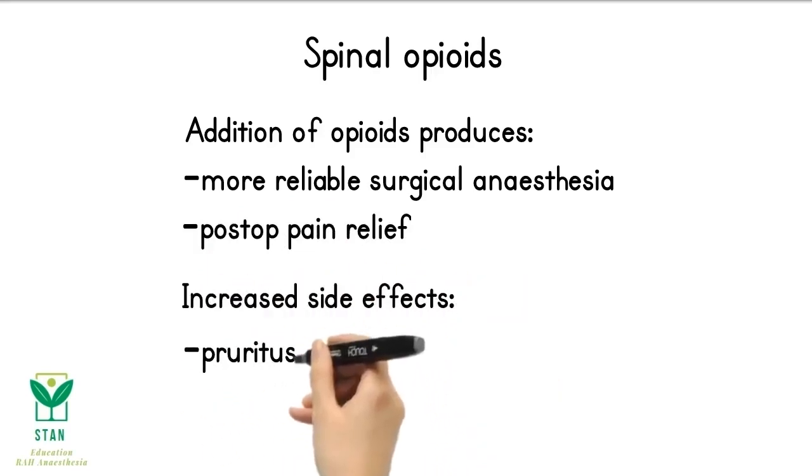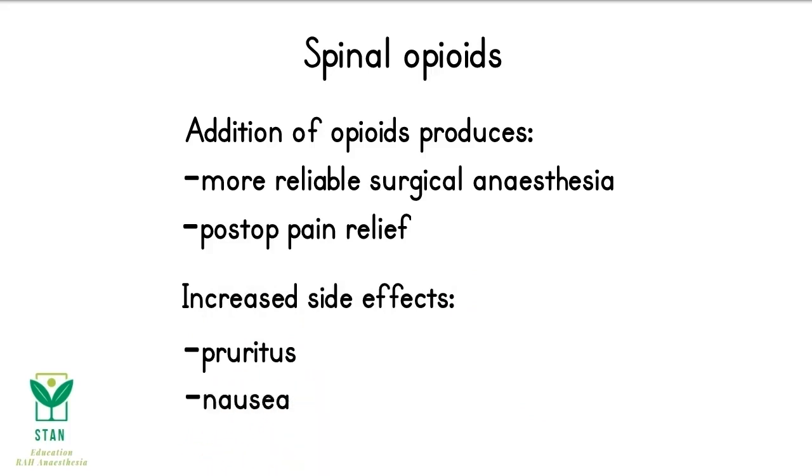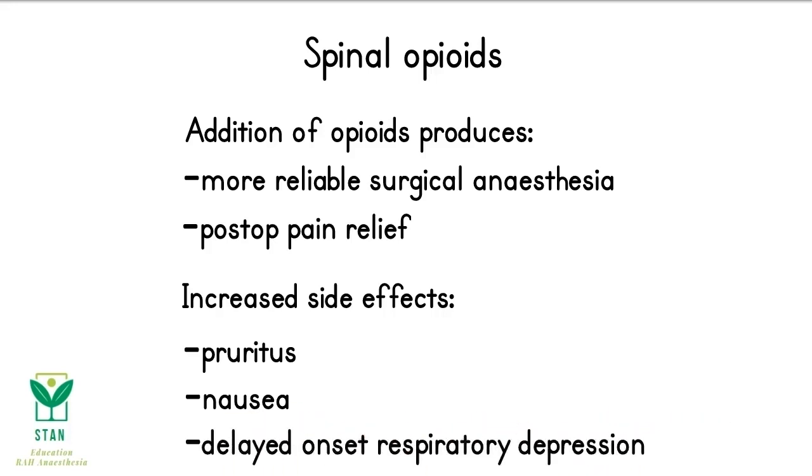Pruritus and nausea can be quite severe, particularly with intrathecal morphine. And delayed onset respiratory depression is a particularly feared complication, again, particularly with a relatively lipophobic drug like morphine. If patients are given spinal opioids, this should be clearly marked with a warning label, and they should be managed in a high dependency unit for 12 to 24 hours post-op.